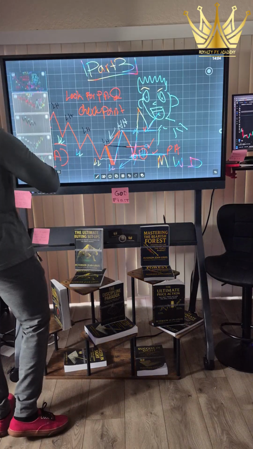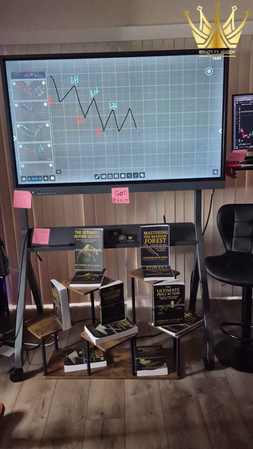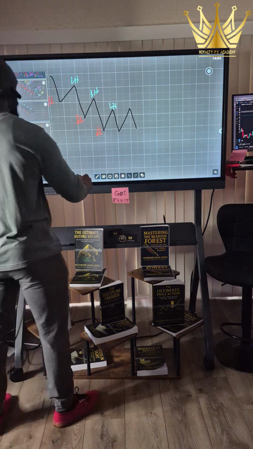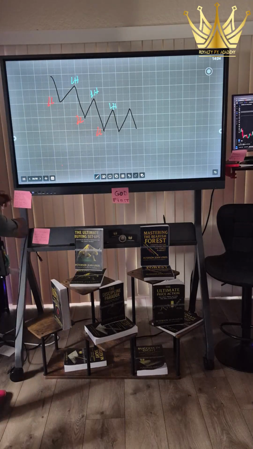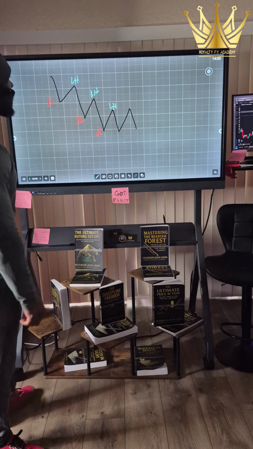So let's go ahead and jump into the next one real quick. We're gonna do more of a range before we break out. So as you can see here, we have a downtrend market where it's falling.